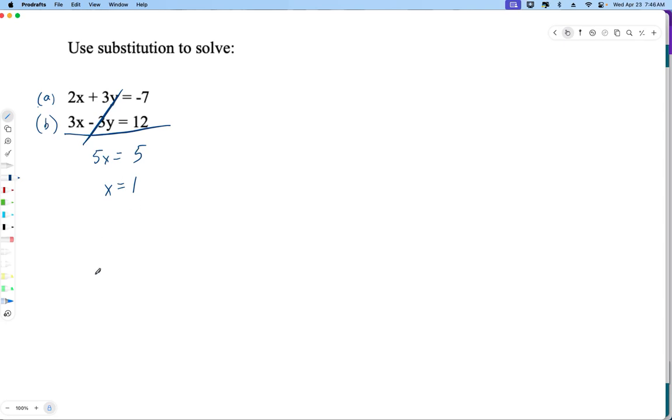We now have a substitution value for x. So I can go back to A, and I could put x in. So see, I am substituting a little bit. 2 plus 3y is equal to negative 7. Subtract 2 from both sides.